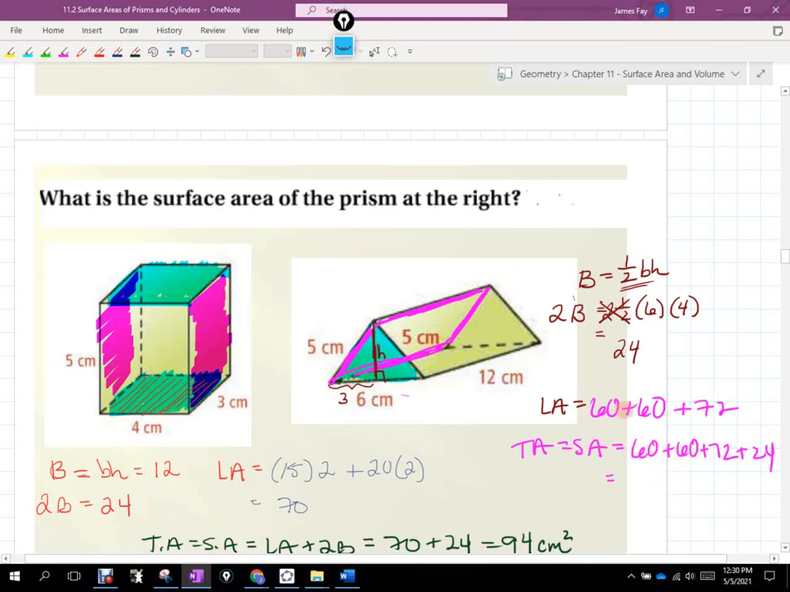Is that 160 or 216? And it would be centimeters squared. Okay? That's the default way. That's the safety net way of finding the surface area of a prism.